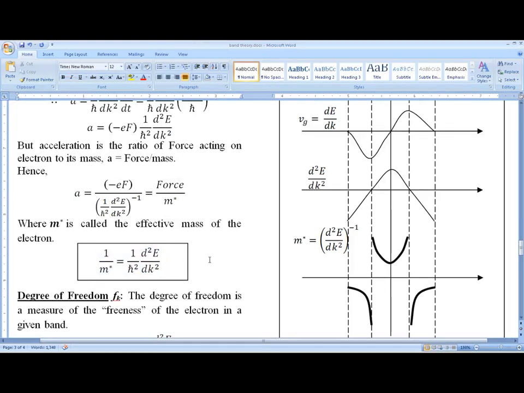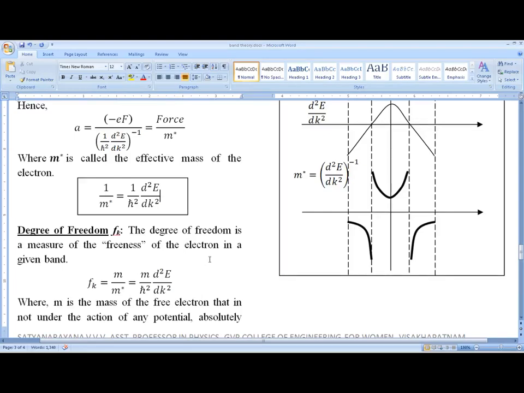Now we'll move to the next article, which is the degree of freedom. All these articles are interconnected, so I'll give the definitions one after the other. There is a term called degree of freedom, Fk. Degree of freedom means the real freedom enjoyed by an electron inside the given solid. If the electron is totally bound, you say freedom 0. If it is completely free, you call it freedom 1. So you scale the freedom of the electron from 0 to 1. That is what you mean by degree of freedom.